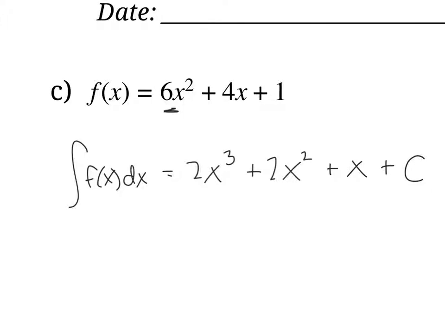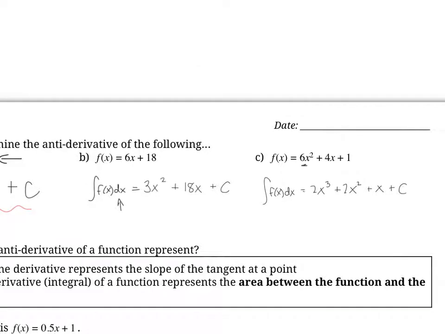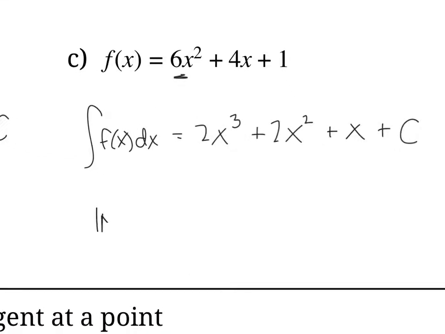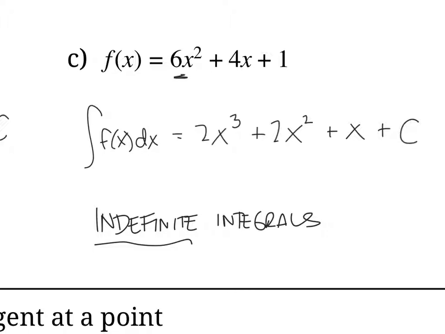Because we don't know exactly where these integrals are, we have to do that plus c at the end to account for whether it's shifted up or down. We actually call these types of integrals indefinite integrals. Because it's just the integral of the whole function, but we don't know how much it's shifted up or down. So it's indefinite because we don't know exactly where it is. We only know the shape of it.